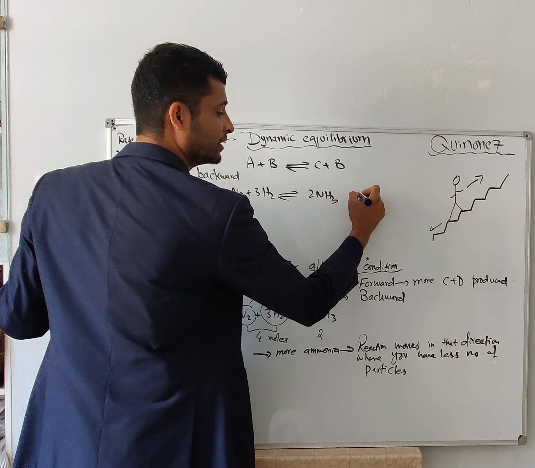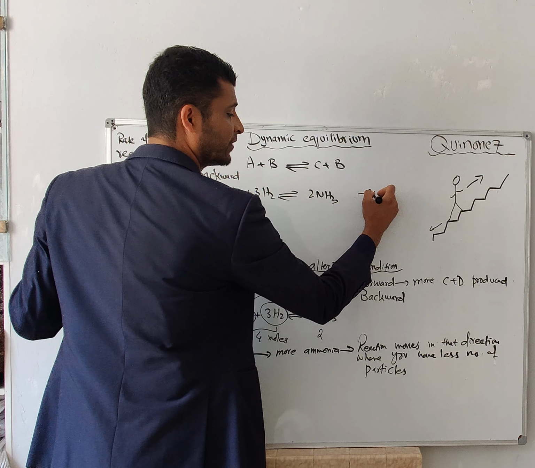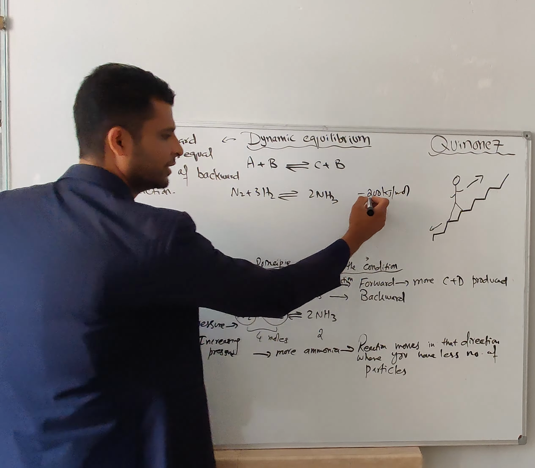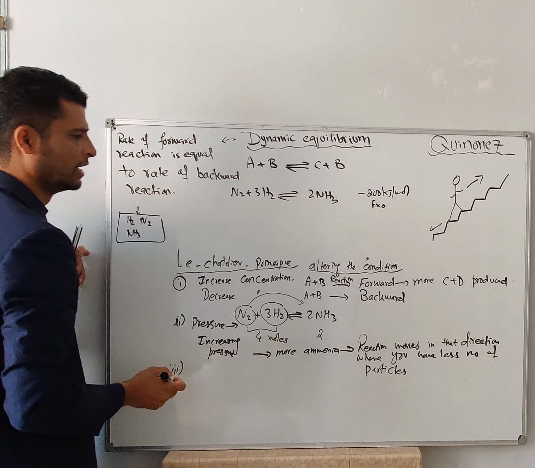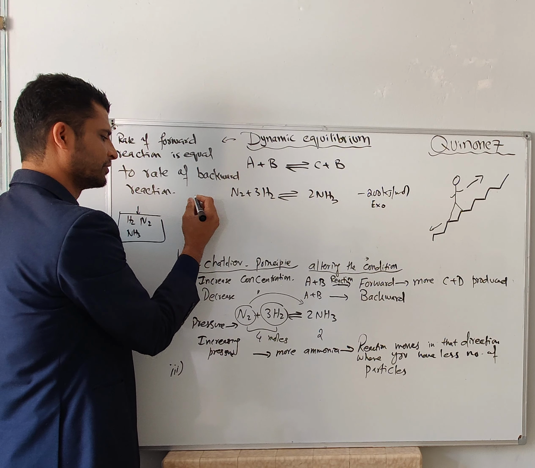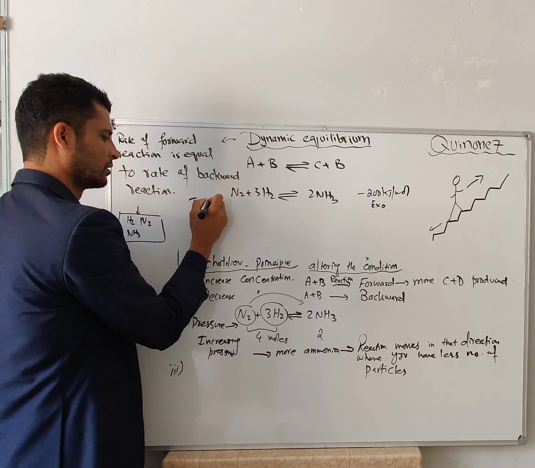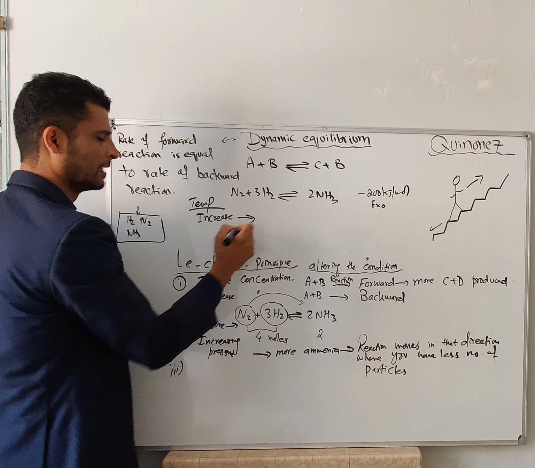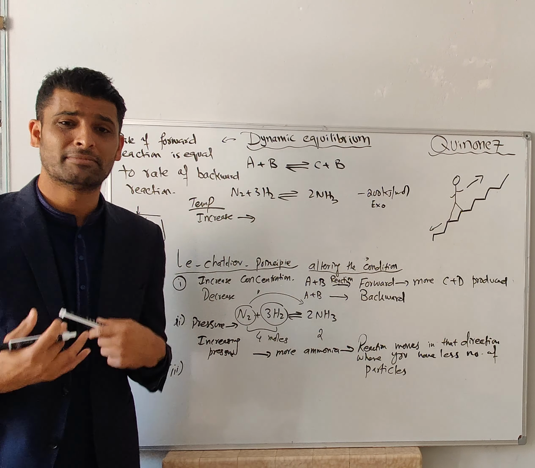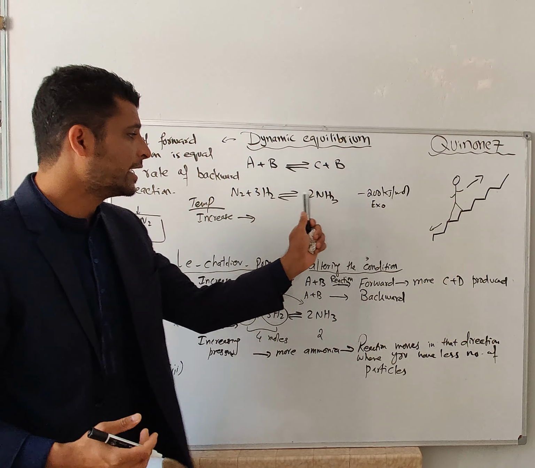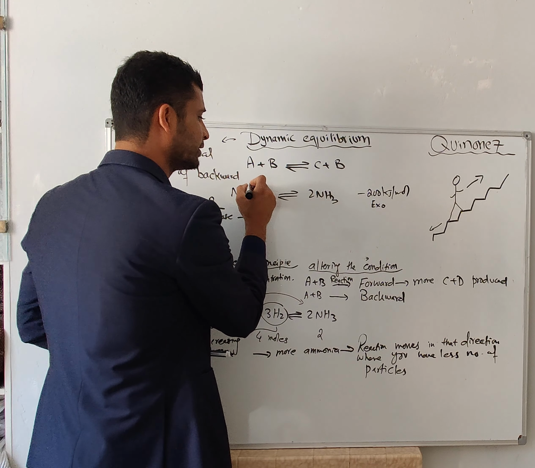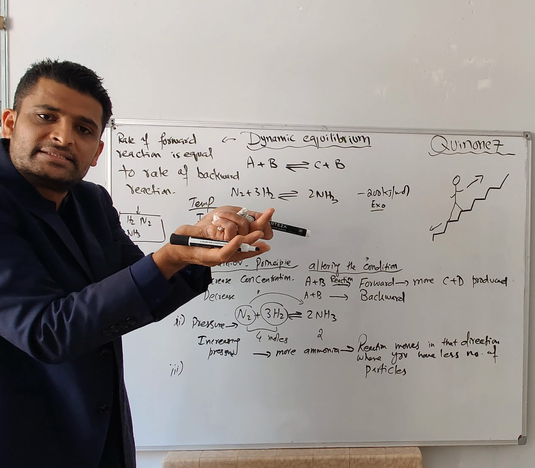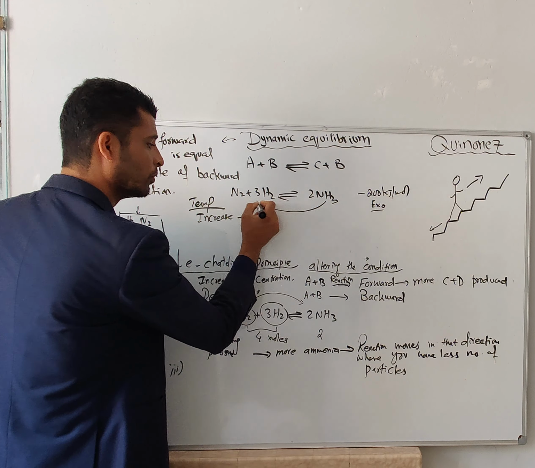This one is actually exothermic. For example, it's 200 kilojoules per mole energy comes out. The negative sign tells you it is an exothermic reaction. If you increase the temperature, this is my advice to you to understand this. In exothermic reaction, so this whole reaction is actually exothermic reaction. You can see that if you increase the temperature, the reaction will go backward.